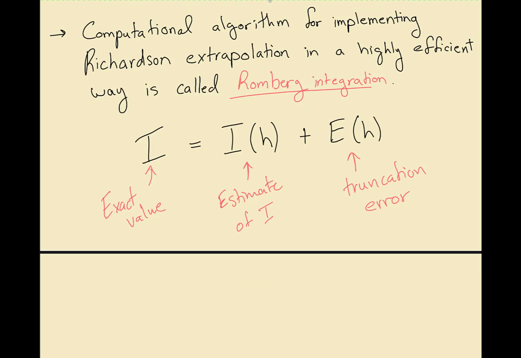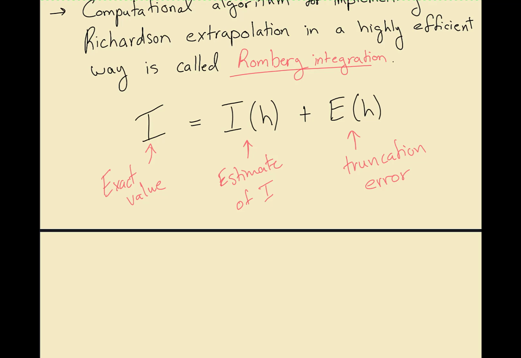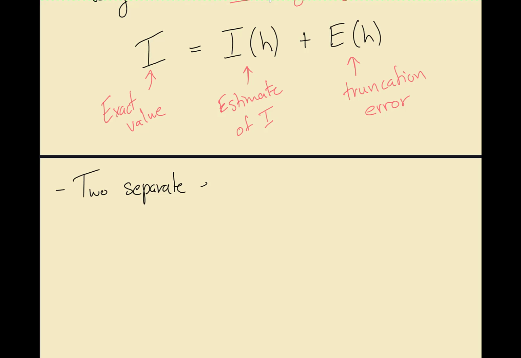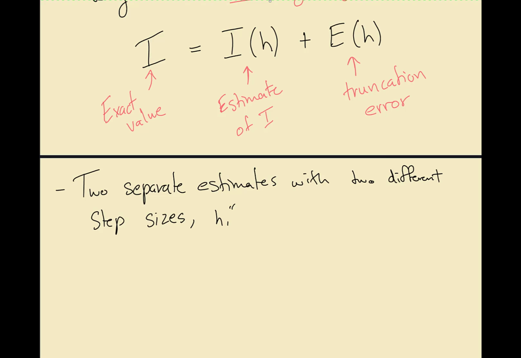So what we're going to do is have two separate estimates with two different errors. And then we're going to try to find the ratio in the truncation error for the two different step sizes using the trapezoid rule. So two separate estimates with two different step sizes, h1 and h2, where h1 is usually the larger step size than h2.